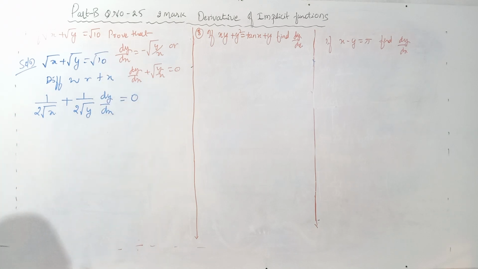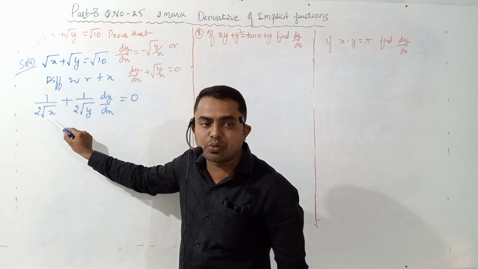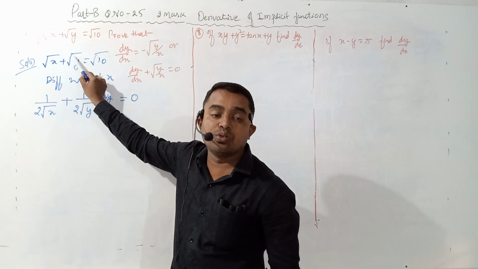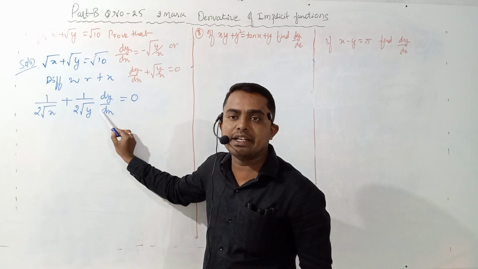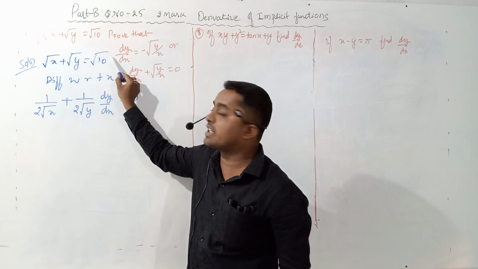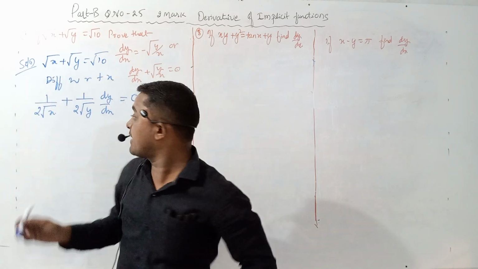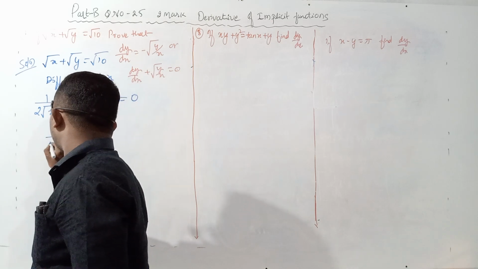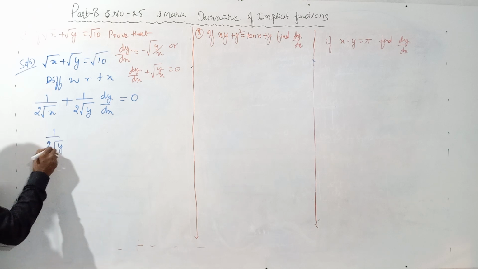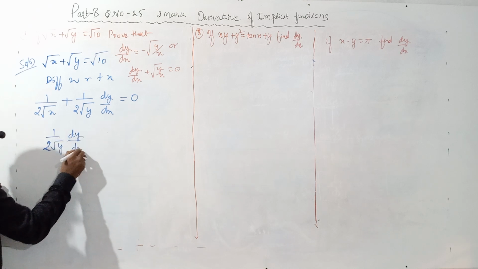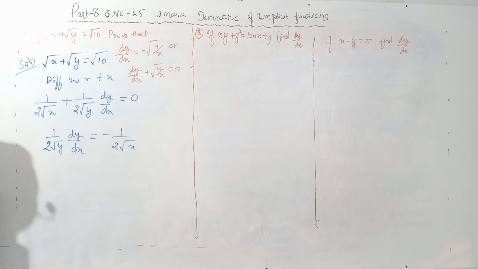See here once again. Derivative of root x is 1 by 2 root x, plus derivative of root y is 1 by 2 root y, then derivative of this y is dy by dx, equal to derivative of root 10. Root 10 is a constant, and derivative of a constant is 0. Next, write here 1 by 2 root y dy by dx is equal to minus 1 by 2 root x.